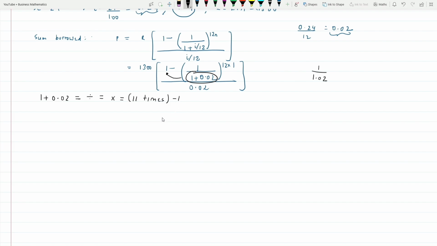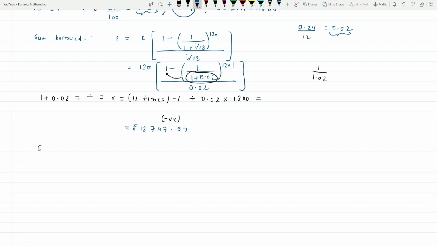Now note, when you do a minus 1, you will be getting your answer in negative. That minus sign can be taken care of towards the end. Then this entire expression needs to be divided by 0.02. And finally, we will multiply it by 1300 and press equal to. Once you do this series of keys, you are going to end up getting the value of P as 13,747.94.